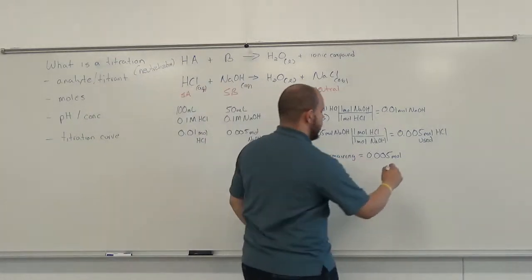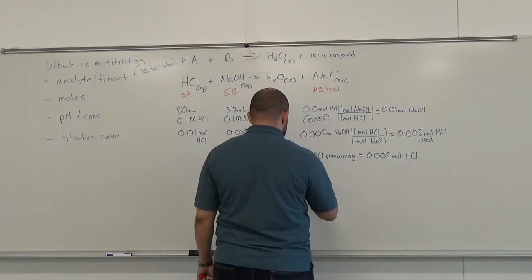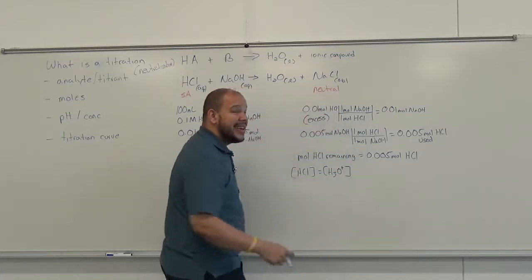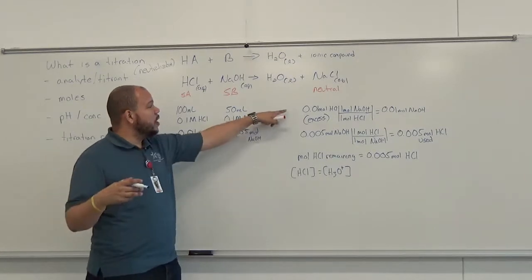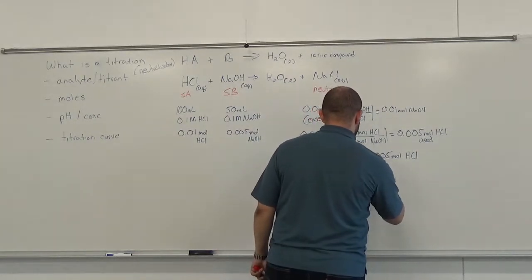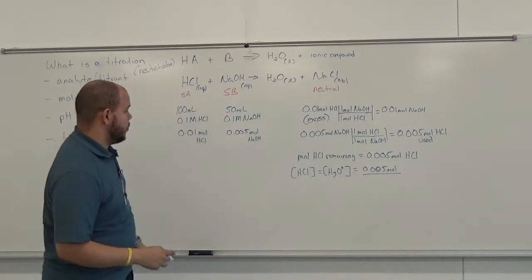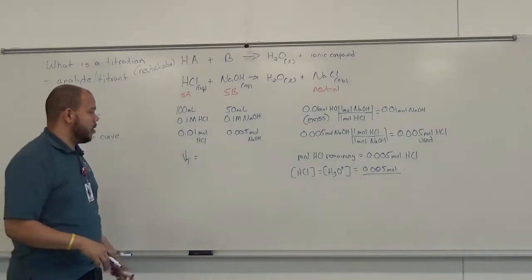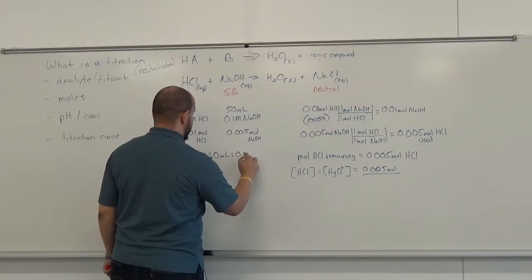So if we know that we have 0.005 moles of HCl, then we should know that the concentration of HCl is also equal to the concentration of H3O+. Why is this? This is because HCl and H3O+ are equal to one another whenever we're dealing with a strong acid. So this is equal to 0.005 moles all over the total volume. The total volume, V total, in our solution that we have formed is equal to 150 milliliters or 0.15 liters.